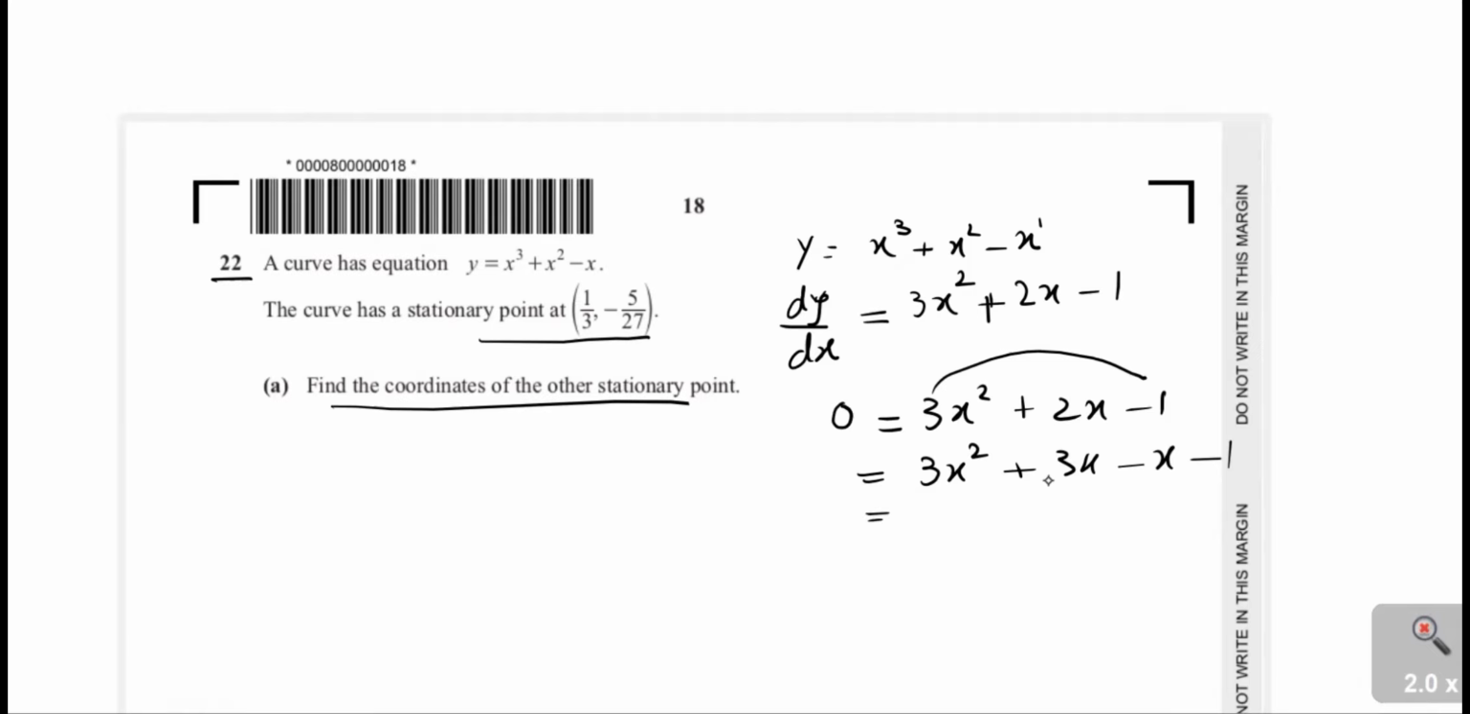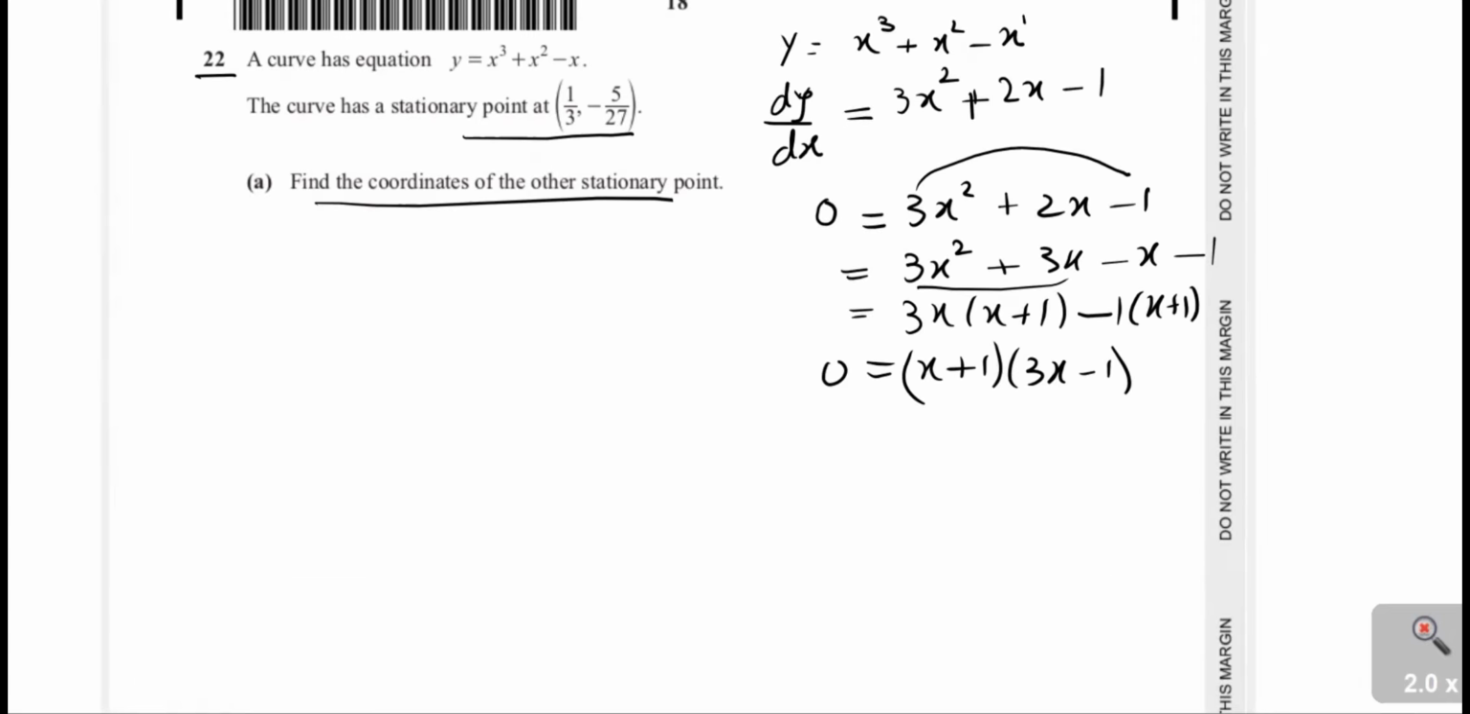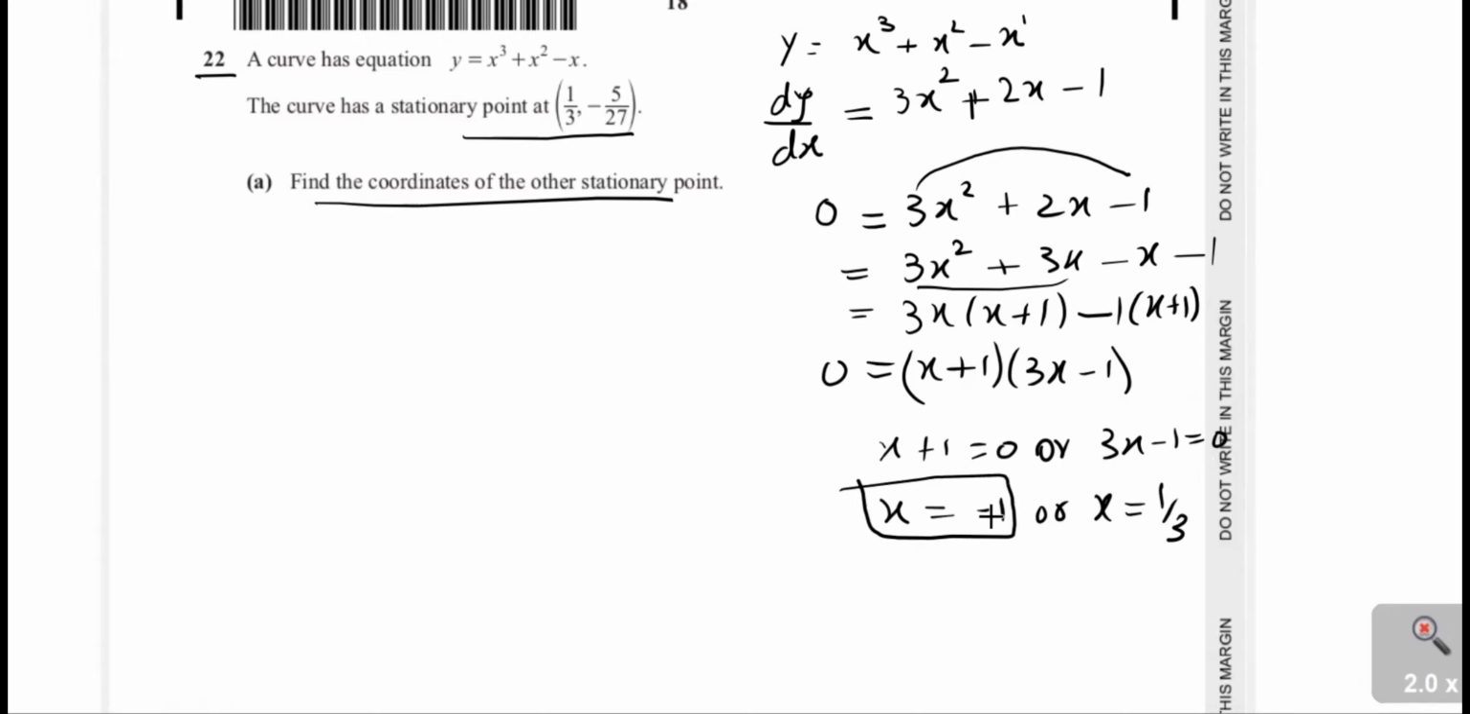Now we take the common factor in the first two terms. The common factor is 3x. We can write x plus 1. Next here the common factor is minus 1. We can write this x plus 1. And x plus 1 is common in both terms. We can write x plus 1 as a common factor. The remaining value will be 3x minus 1. So x plus 1 equal to 0 or 3x minus 1 equal to 0, here x equal to minus 1 or x equal to 1 over 3. And this is the second x coordinate of the stationary points.